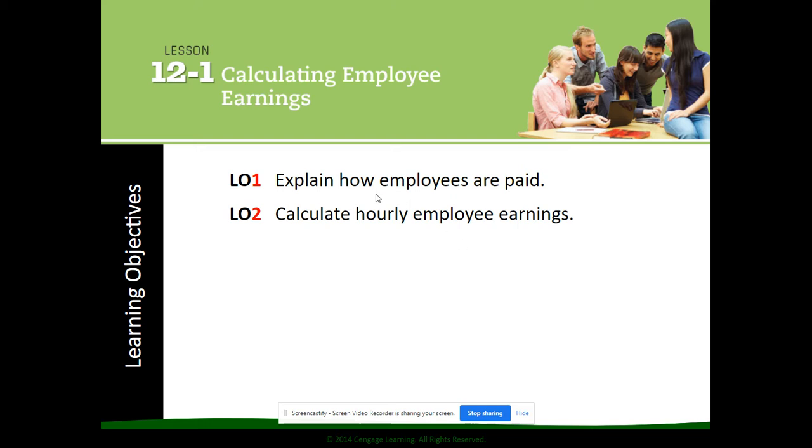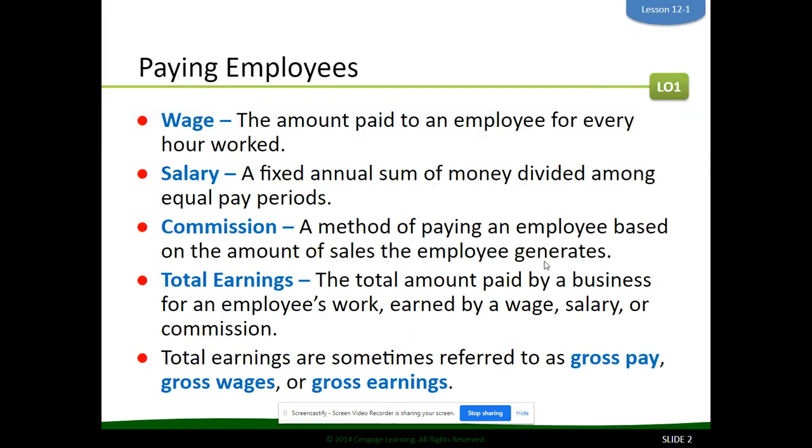So, our objectives for today are to learn how employees are paid and then how to calculate hourly employee earnings. Before we get started on this chapter, there are some terms we need to be familiar with.